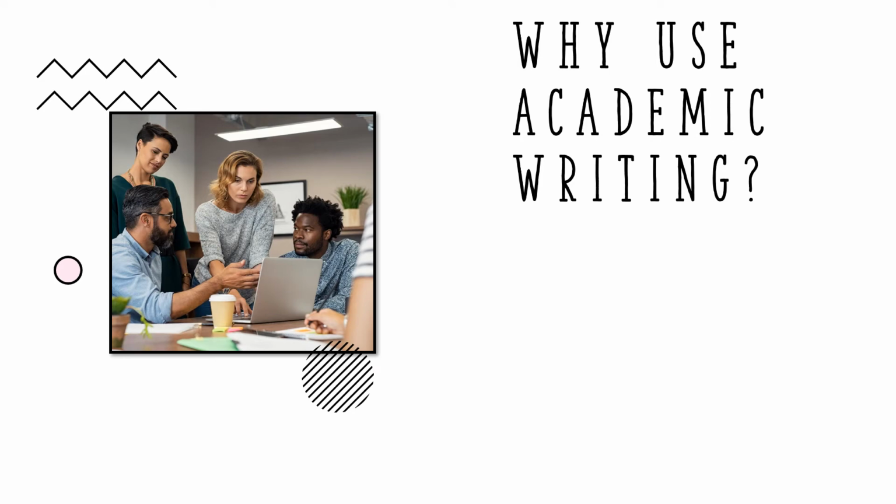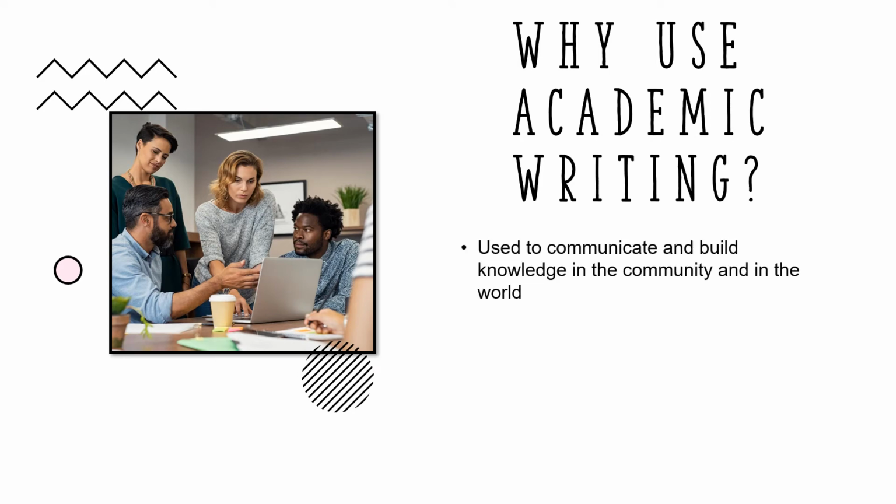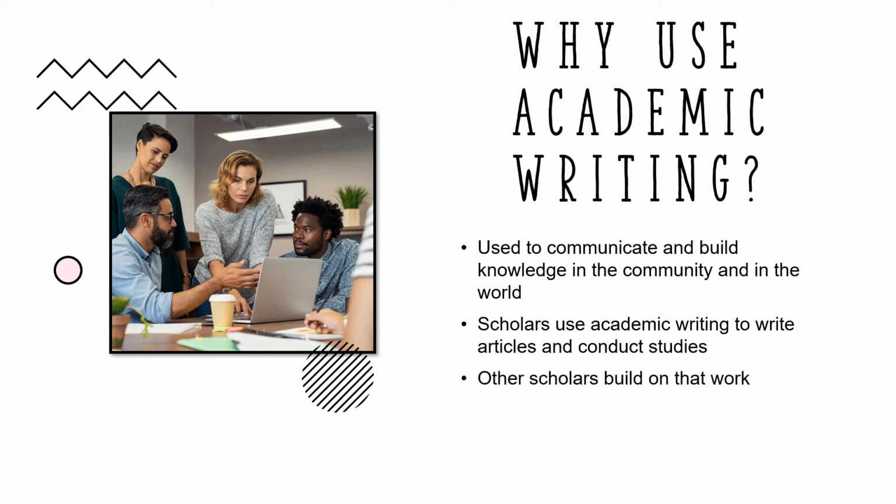So why use academic writing? Academic writing is used to communicate and build knowledge in the community and in the world. Scholars use academic writing to write articles and conduct studies. Then other scholars build on that work by either adding to it or by refuting it with new or different evidence. In this way, to use academic writing is to join a conversation with other people in a particular field with the sole purpose of building knowledge and making progress.